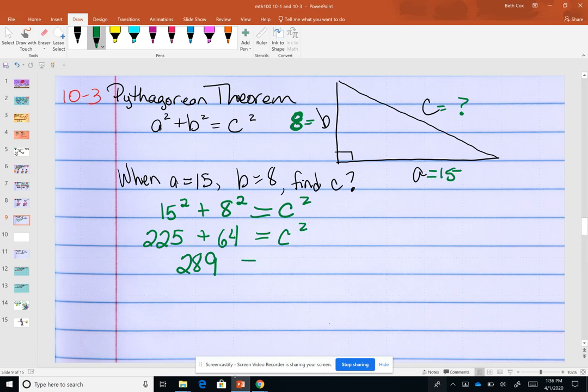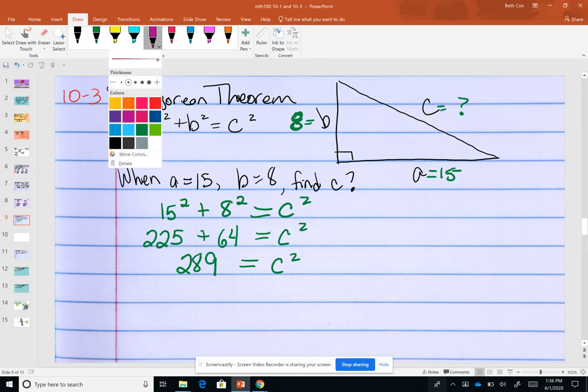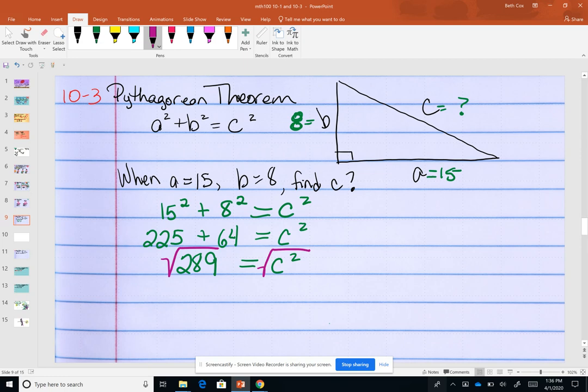And I get 289 is c squared. Okay, now, the answer is not 289. The answer is the square root of 289, because to get c by itself, I have to do the square root of both sides. These two things cancel each other out. They reverse each other. That goes back to our definition that we started with when we did radicals. And so now I have to do the square root of 289.